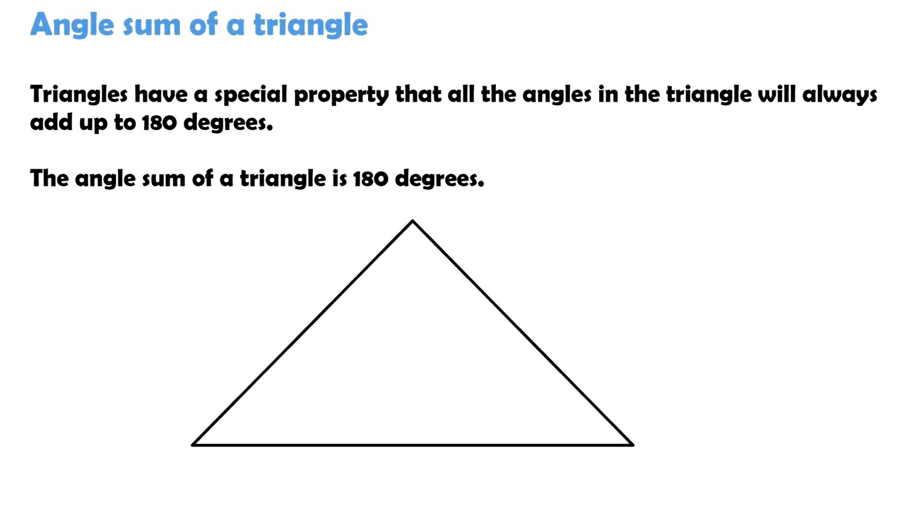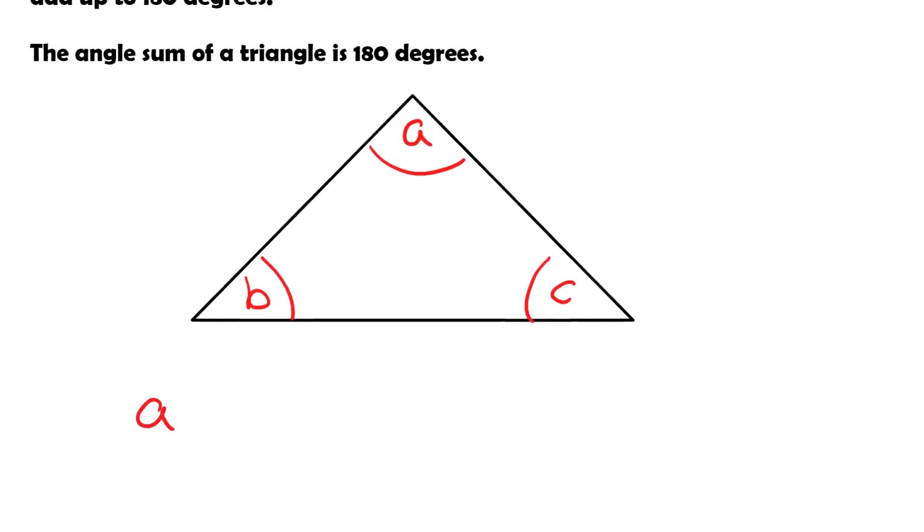So if I want to label some angles here, let's say this is angle A, angle B, and angle C, I know that angle A plus angle B plus angle C equals 180. And we use this rule to find unknown angles. It's commonly used in later levels of mathematics, so it's an important rule to understand. Again, all the angles of a triangle will add up to 180 when you add them together.